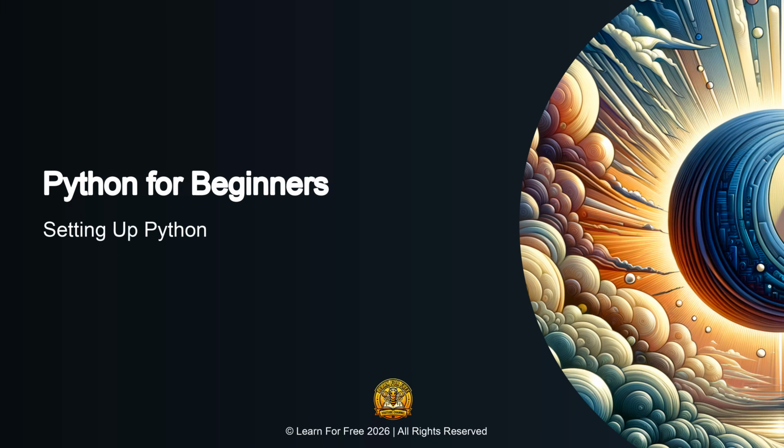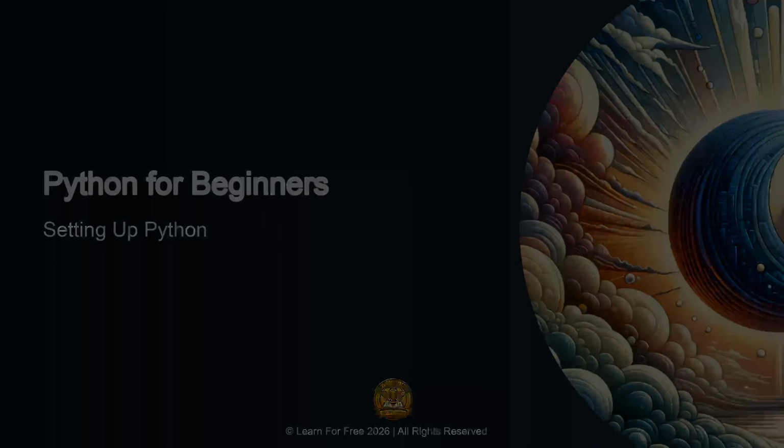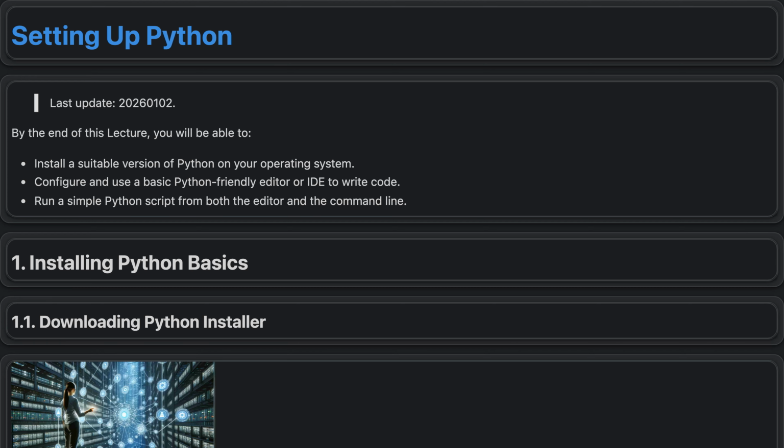Module 1, Lecture B, Setting Up Python. By the end of this lecture, you will be able to install a suitable version of Python on your operating system, configure and use a basic Python-friendly editor or IDE to write code, and run a simple Python script from both the editor and the command line.